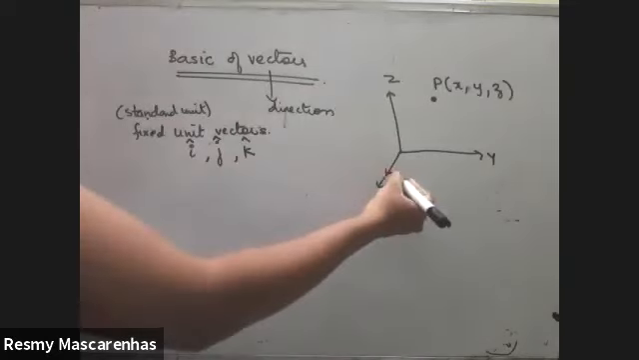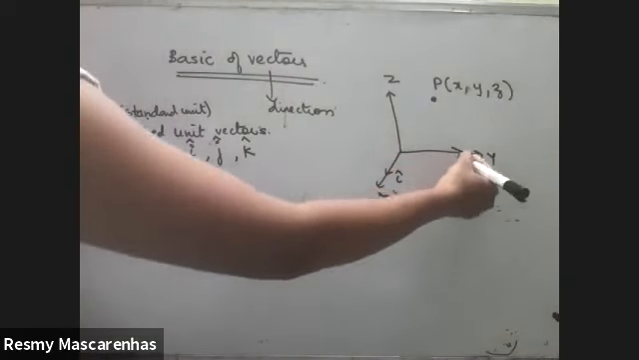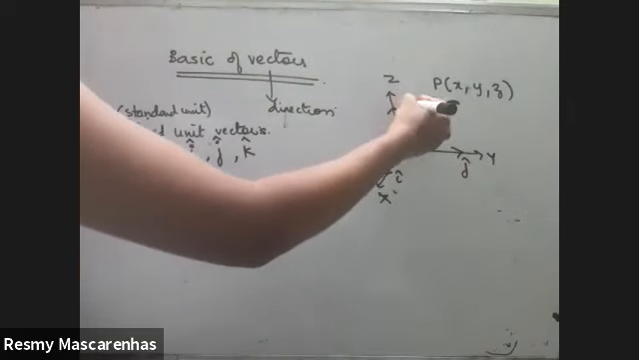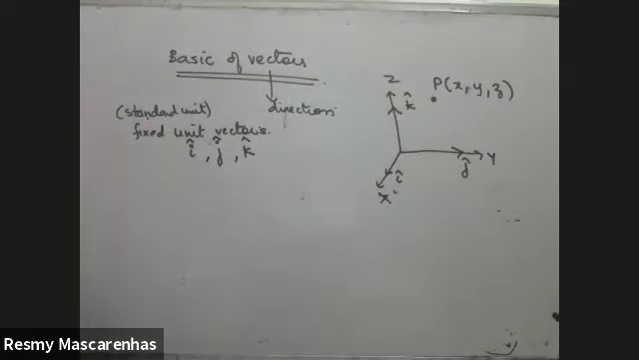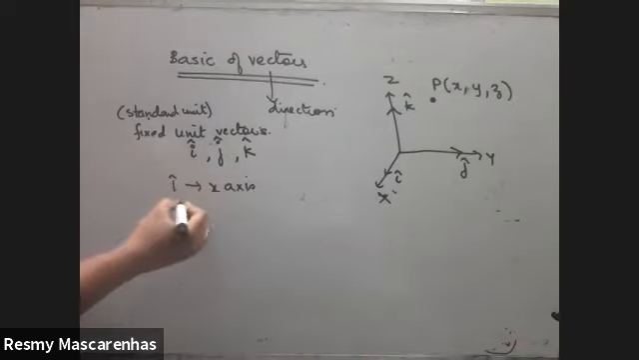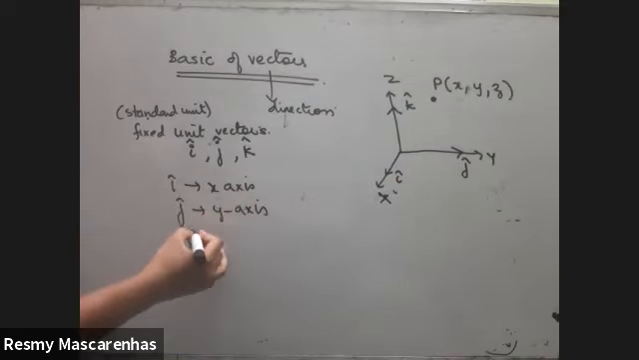So what are this i cap, j cap, k cap? They are nothing but vectors. I is always along the x-axis, j is always along the y-axis, and k is always along the z-axis. So only this much you need to know. I is a vector along the x-axis, j is always along the y-axis, and k is fixed for the z-axis.